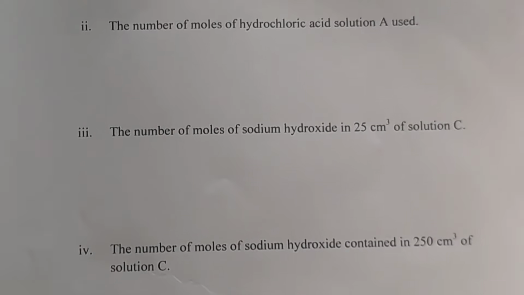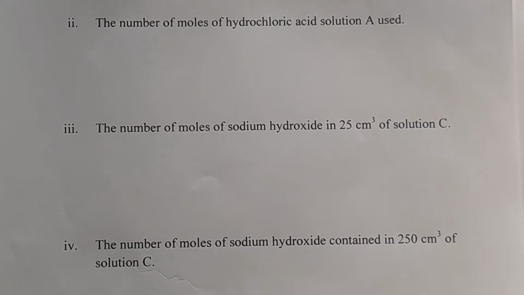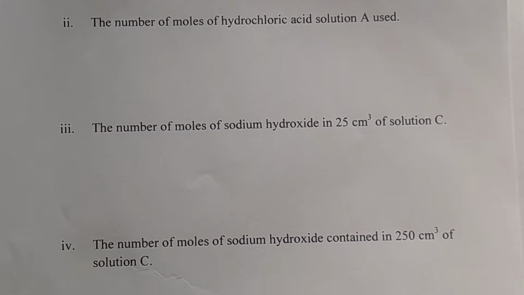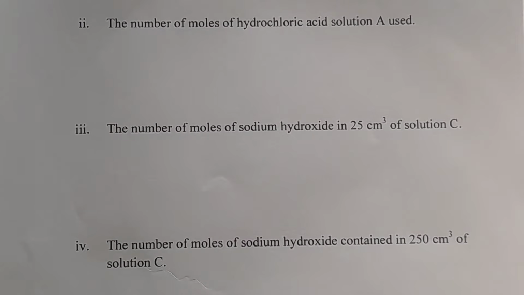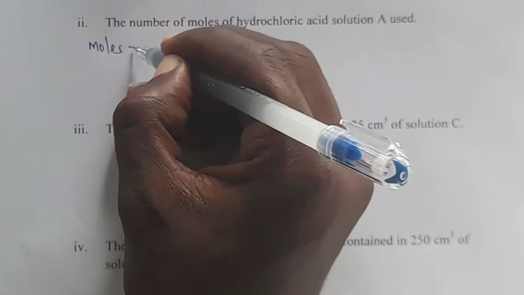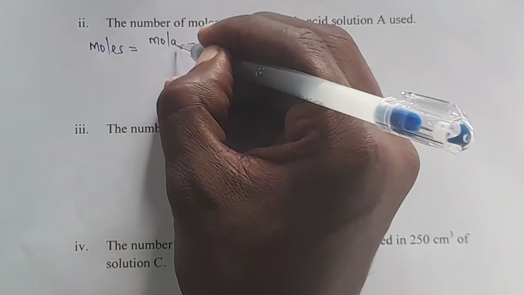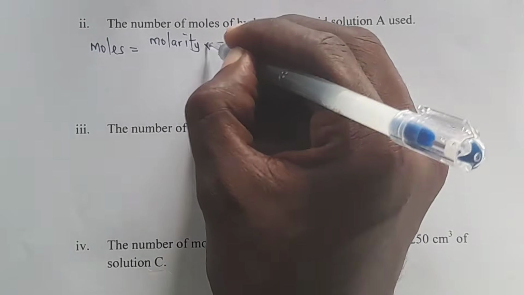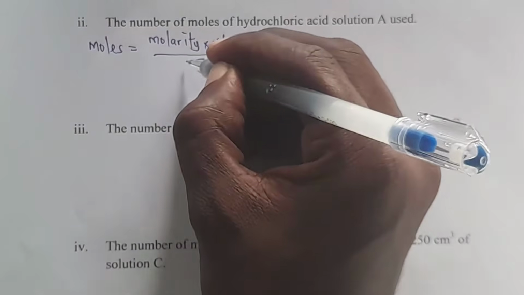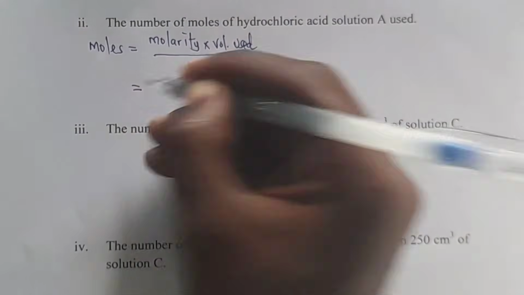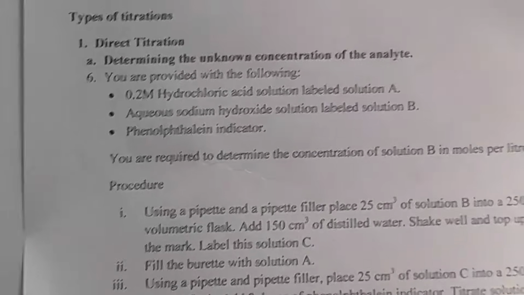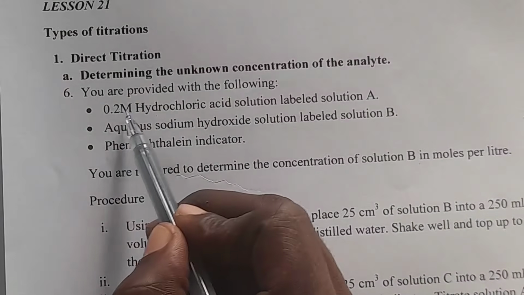Part 2, we are told to find the number of moles of hydrochloric acid, solution A, used. If I want to get the number of moles of hydrochloric acid, what is the formula for calculating moles? We can use the formula: molarity times volume used over 1000. This is the formula for calculating the number of moles. So what is our molarity? The molarity of hydrochloric acid we are given is 0.2 moles.